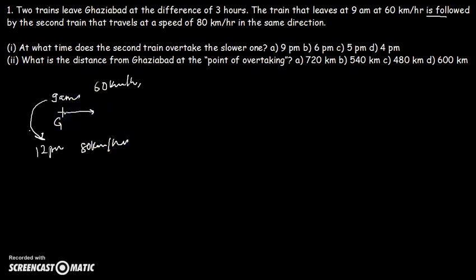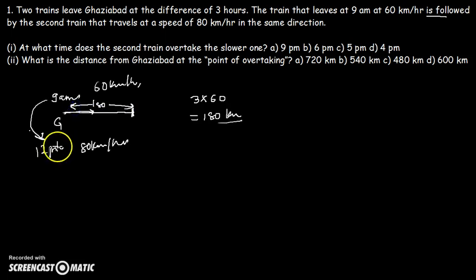Now, there is a gap of 3 hours. So, in that 3 hours of gap, how much is the distance covered by the first train? You would realize time is given 3 hours, speed is given 60 km per hour, total 180 km. 180 km is the distance which has been covered by the first train. So consider the train has come up till this point. This is 180 km. Okay.